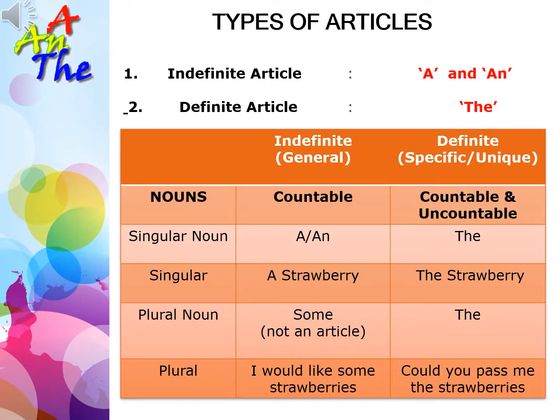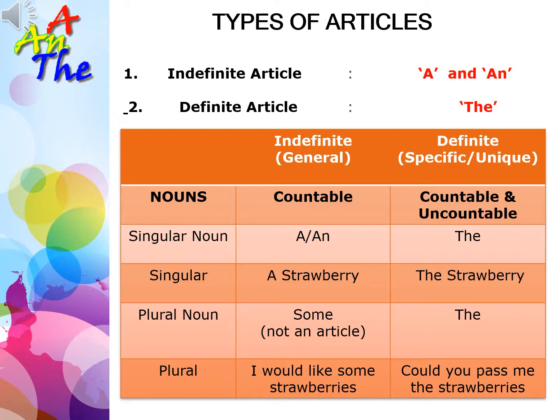There are 2 types of articles: indefinite article, a and an, and definite article, the. With the help of this table below, I will show you how easy it is to remember the usage of correct articles. Let's think about nouns first. There are countable nouns and uncountable nouns. Countable nouns can be singular or plural. So that's lots to think about.